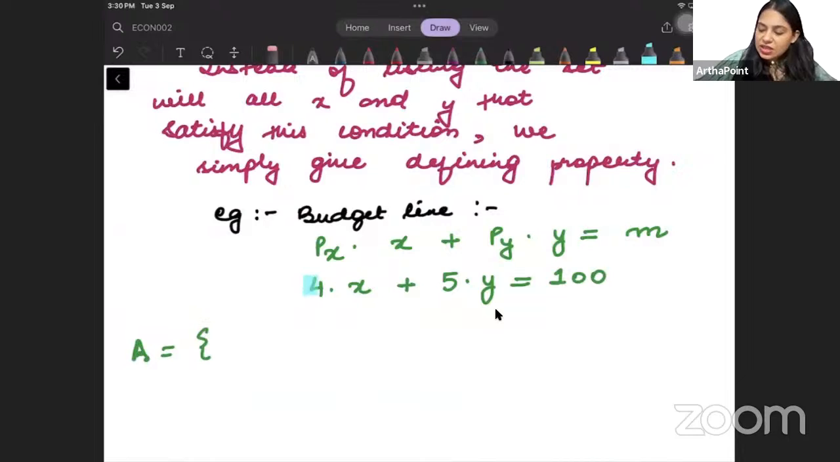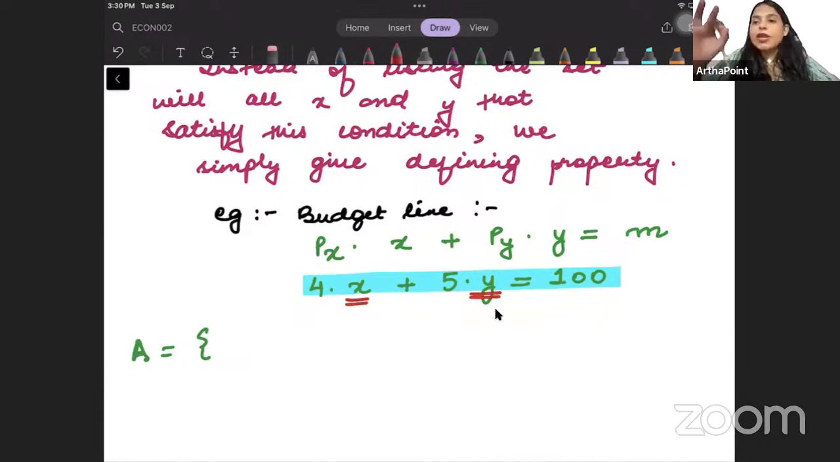जो भी इस equation को satisfy करे, whatever number satisfy this equation, such that I cannot have x and y to be negative. X और y negative नहीं हो सकते. They need to be non-negative numbers. Then that will be part of my set. So can I take x as 25 and y as 0? Yes, that satisfies my equation.